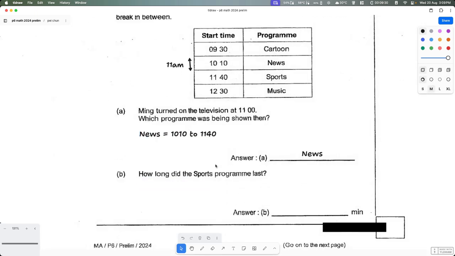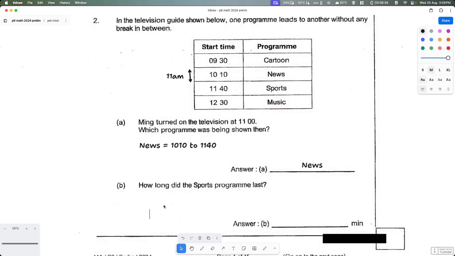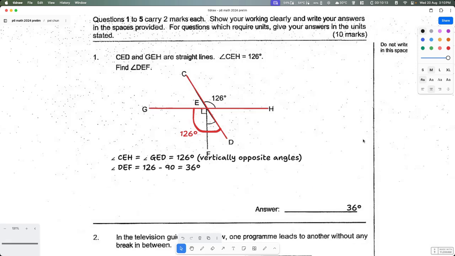How long did the sports program last? Okay, so we know that the sports program is 11:40 and it ends at 12:30. So that means sports is from 11:40 to 12:30. So 11:40 to 12:00 is equal to 20 minutes, and then 12:00 to 12:30 is equal to 30 minutes. So total, in this case, will be 20 plus 30 equal to 50 minutes. Okay, there you go. That's your answer, which is 50 minutes. All right, let's move on to the next question.